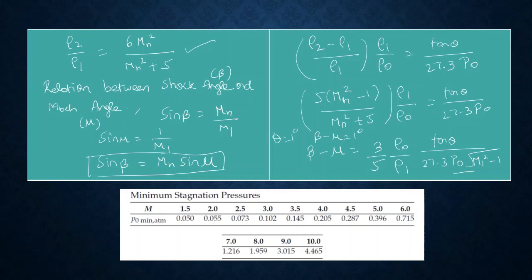So this table shows minimum stagnation pressure for various cases. Here P naught is for 1.5, minimum pressure is 0.050. For 2, for 3, again the minimum pressure is going to increase. When you increase the Mach number, minimum pressure gets increased. For any 1 degree of deflection of sensitivity, if you want to record using this clearance system, you have to maintain this minimum stagnation pressure condition.